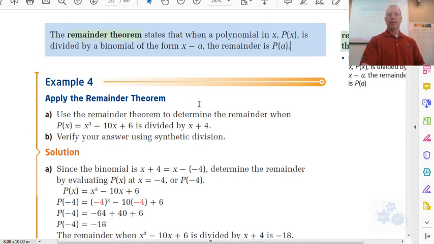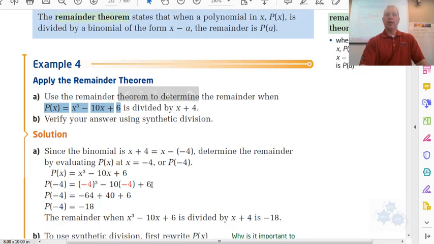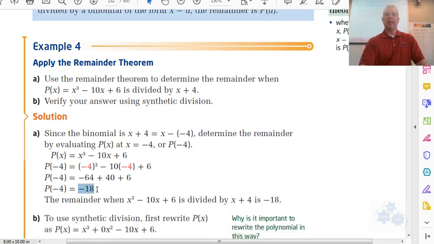Here's an example right here, example 4. I'll leave that remainder theorem up there if you want to copy some of that. If you have a polynomial like this, p of x is x cubed minus 10x plus 6, and you're dividing it by x plus 4, you could do long division and look at the remainder, that number at the bottom. You could do synthetic division and look at the last number in the box. Or there's a little shortcut: you could just plug the a value, in this case negative 4, into the original polynomial, and whatever number you get is the remainder, the number at the bottom of long division or the number in the box. It's always going to be the same.